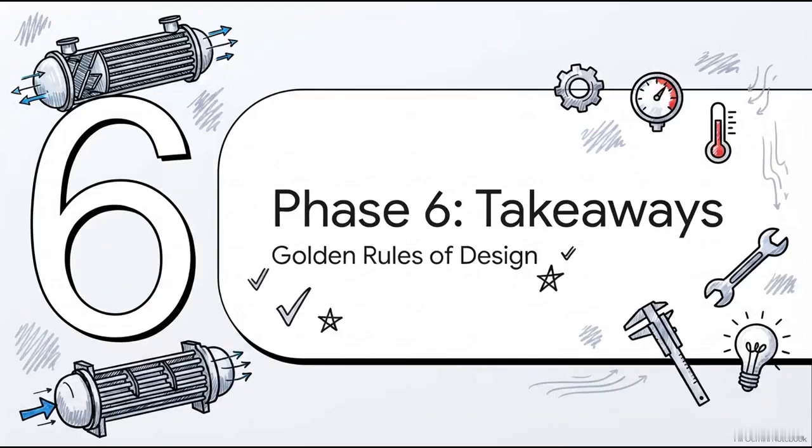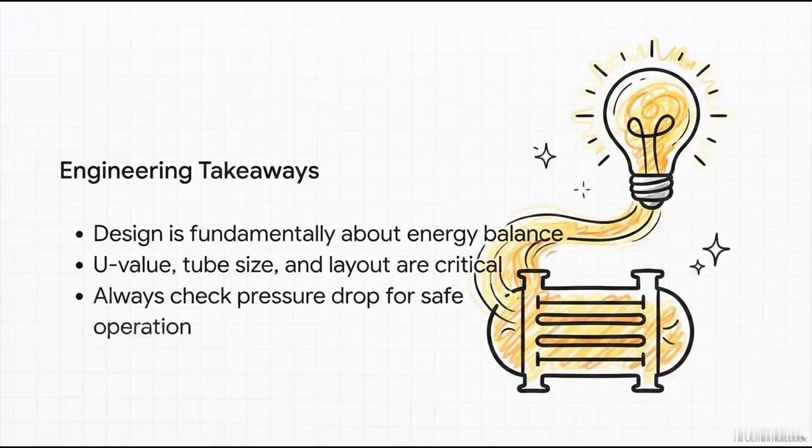Finally, phase 6, key engineering takeaways. Let's wrap this up with a few universal golden rules that guarantee high performance in literally any design. First, everything comes back to the energy balance. The heat lost by the hot fluid must exactly equal the heat gained by the cold fluid. Second, your design is only as good as your geometry. Selecting the right overall heat transfer coefficient, tube size, and layout is absolutely critical, and you always pad the physical area for real-world fouling. Finally, remember that a heat exchanger isn't just a thermal device, it's a hydraulic one too. You must always verify the pressure drop to ensure safe, continuous operation.